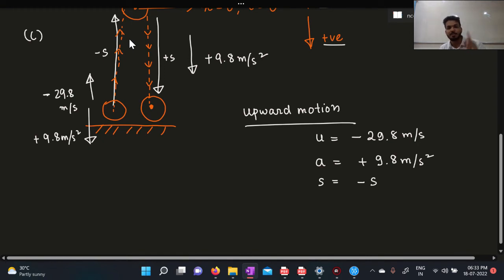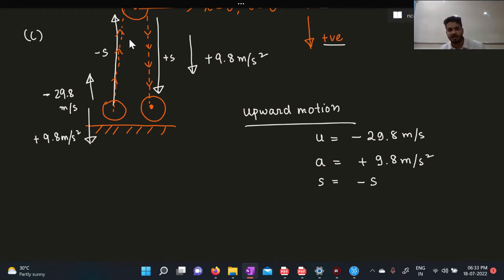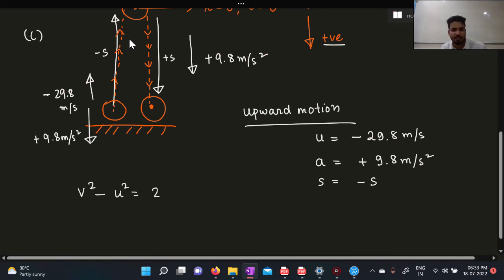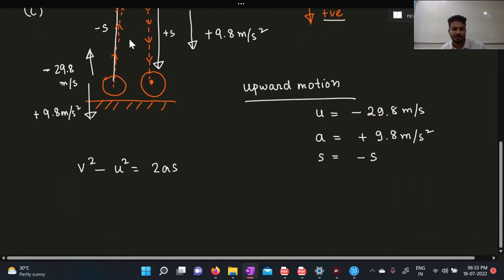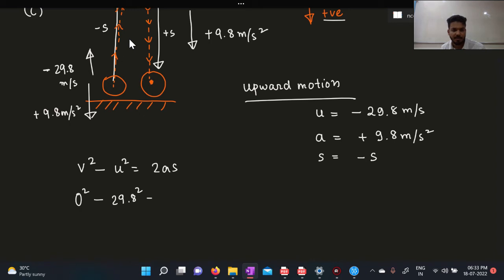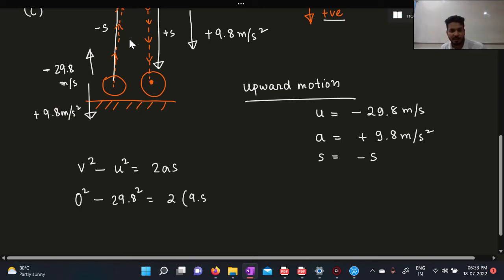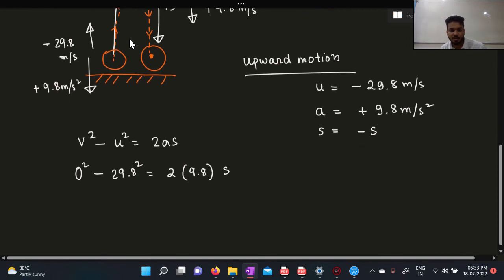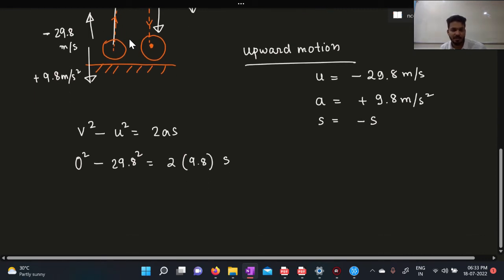If a ball is sent upwards with a velocity of 29.8 meter per second, what is the displacement? I can use v square minus u square is equal to 2as. Final velocity is obviously 0, because at the highest point the velocity is 0. So minus u square, 29.8 square, is equal to 2 into 9.8 into s. The displacement is going to come out negative: minus 29.8 into 29.8 divided by 9.8.